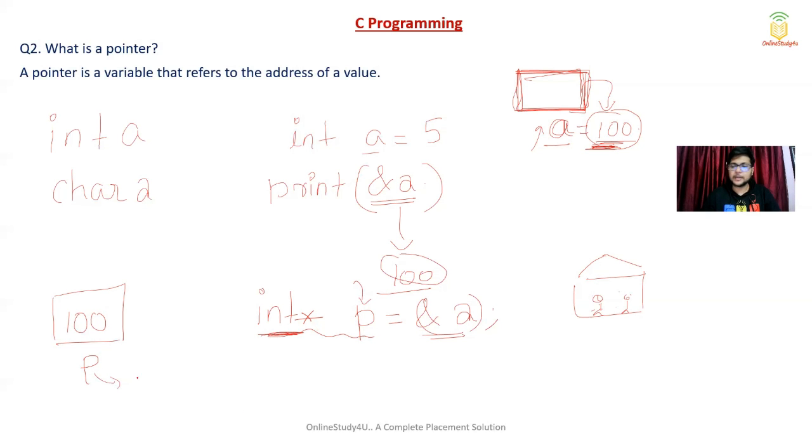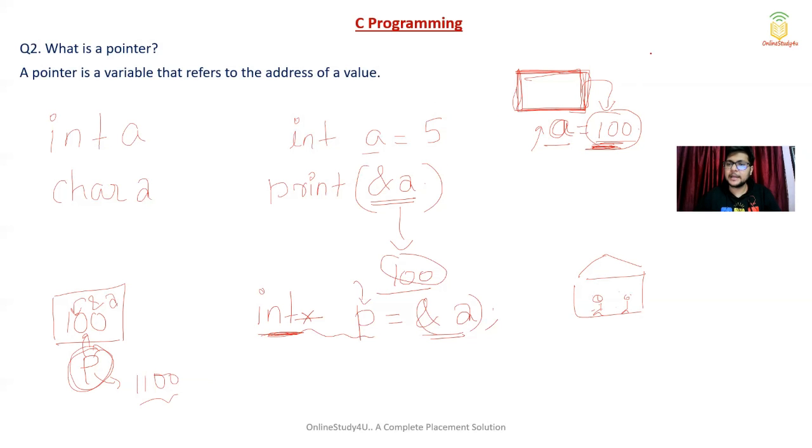Obviously, this p will also have some address. Since my pointer is also a variable, it will have an address too. So let's say its address is 1100. Let's just assume it. So now my pointer p holds the address of A. So what is a pointer variable? It is simply a variable that stores an address.